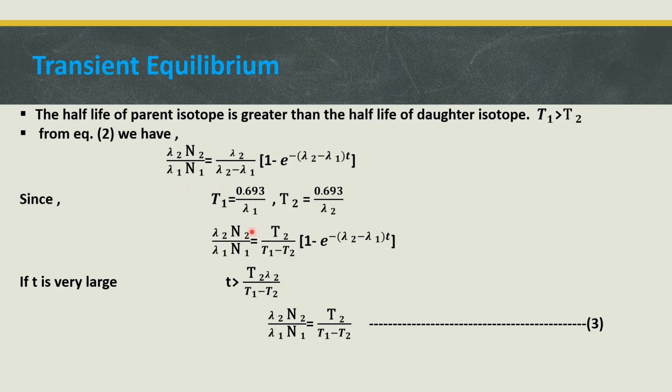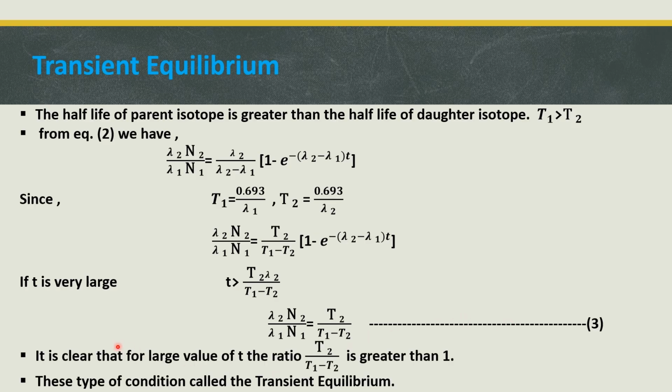So that lambda 2 N2 by lambda 1 N1 is equal to T2 by T1 minus T2 into 1 minus e to the power minus (lambda 2 minus lambda 1) t. If t is very large, that means t is larger than T2, lambda 2 N2 by lambda 1 N1 is equal to T2 by T1 minus T2. This is equation 3. And it is clear that for a large value of t, the ratio T2 by T1 minus T2 is greater than 1. This type of condition is called transient equilibrium.